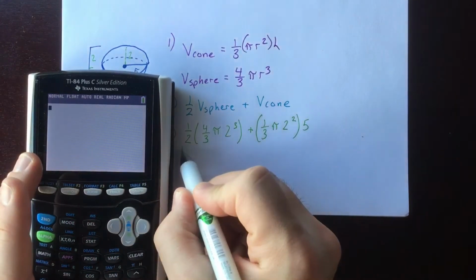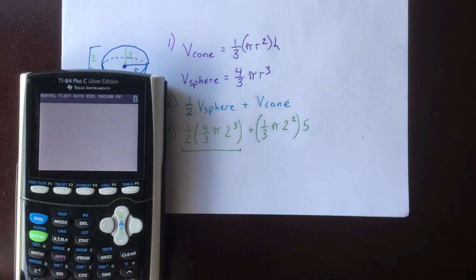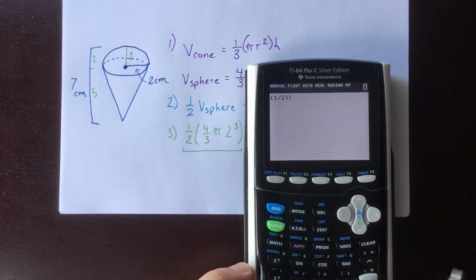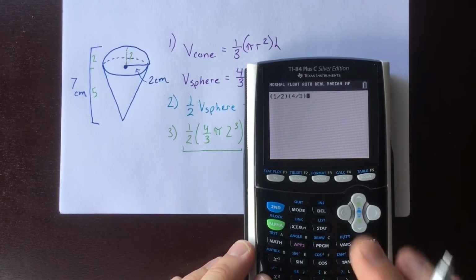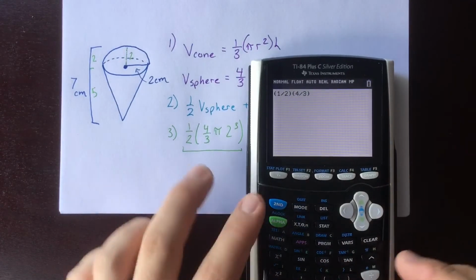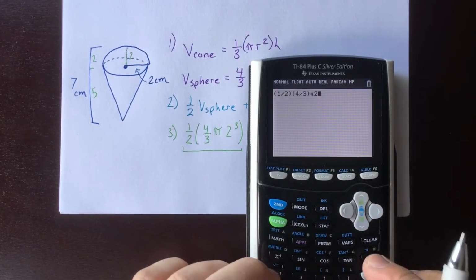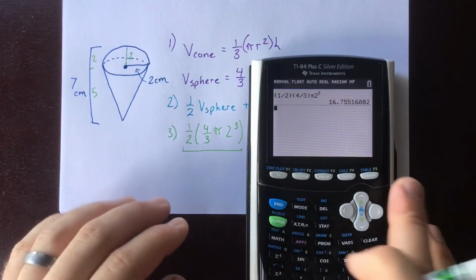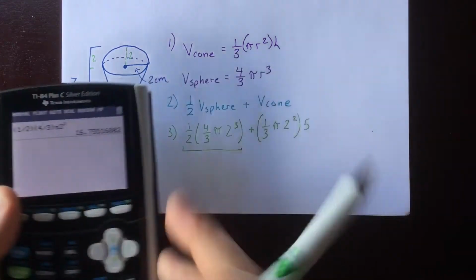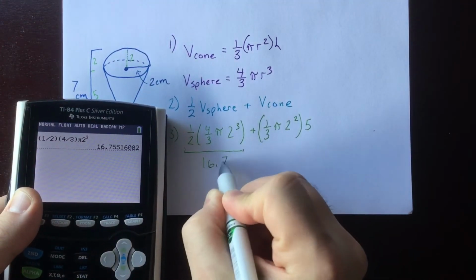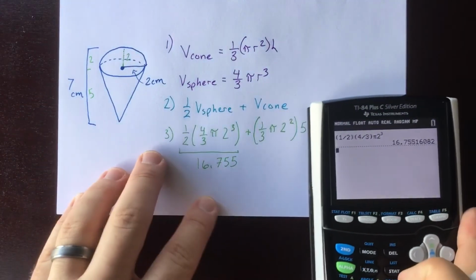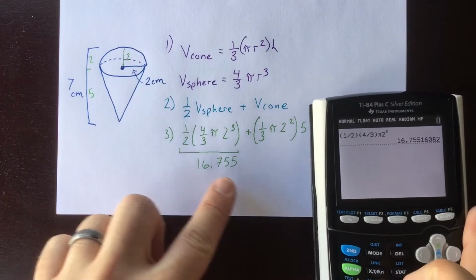I am actually going to break this down. I'm going to find the volume of the first. So 1/2, on this side, 1/2, and then 4/3. Notice I'm enclosing each in parentheses, times pi multiplied by 2 raised to the power of 3. I'm only raising 2 to that power. Hitting enter. Okay. So I am going to just write here 16.755, but I'm going to show you what I'm going to do with my graphing calculator later on. So we have that.